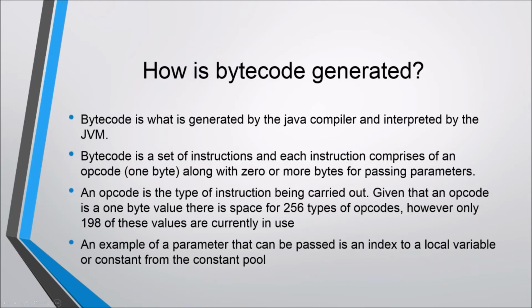So how is bytecode generated? Well, bytecode is what is generated by the Java compiler and interpreted by the JVM. The bytecode is a set of instructions, and each instruction comprises an opcode, which is 1 byte, along with 0 or more bytes for passing parameters. An opcode is the type of instruction being carried out. Given that an opcode is a 1 byte value, there is space for 256 types of opcodes. However, only 198 of these values are currently used. So that means that in bytecode you'll have 198 different types of instructions that you can perform. An example of a parameter that can be passed is an index to a local variable table, or a constant from the constant pool.